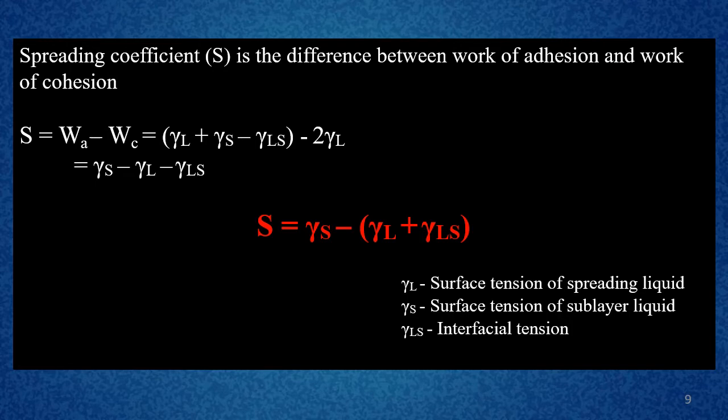S is equal to gamma S minus gamma L plus gamma LS, where gamma L is equal to the surface tension of the spreading liquid, gamma S is equal to the surface tension of the sublayer liquid, and gamma LS is equal to the interfacial tension.